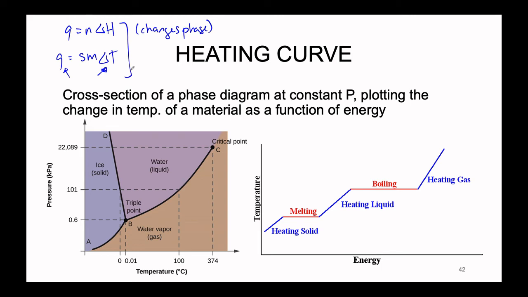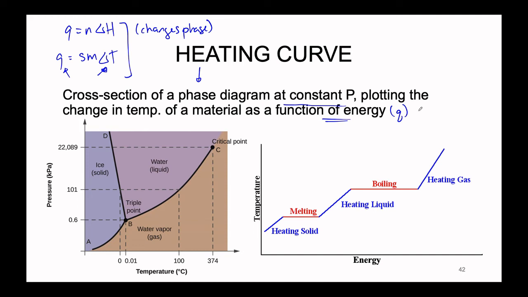In the heating curve, we are now taking into account both of these possibilities, the heat going in or coming out of our system, not only as we change phase, but also as we change temperature. By technical definition, our heating curve is a cross-section of a phase diagram at some constant pressure. It doesn't always have to be ambient pressure, but that's normally when it is. Specifically, what we are plotting is the change in temperature of a material as a function of energy, aka as a function of Q.